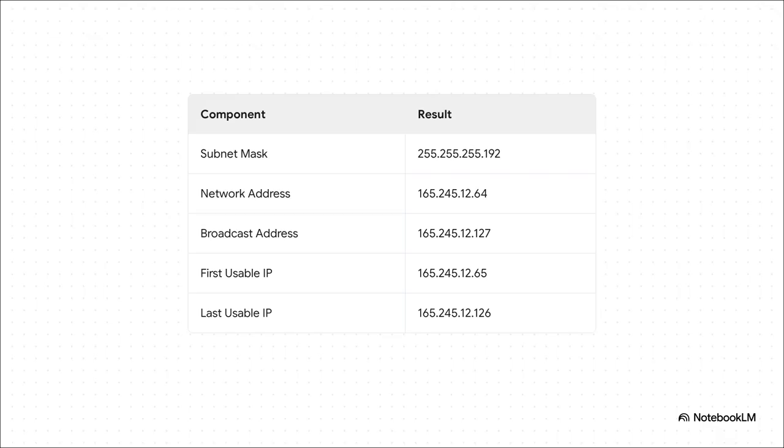Well, the blocks start at 0, then 64, then 128. Okay, 88 is bigger than 64, but it's less than 128. So it's in the 64 block. That is our network address, 165.245.12.64. And since the next block starts at 128, our broadcast address must be the number right before it, 127. The rest is a piece of cake. Add 1 to the network for the first usable IP, and subtract 1 from the broadcast for the last one.